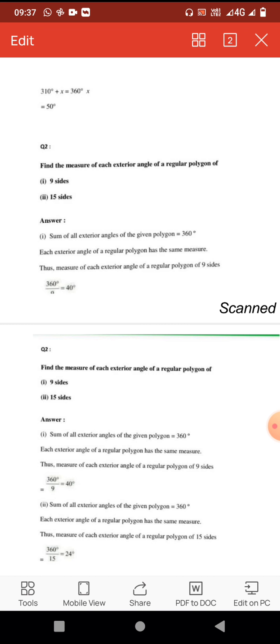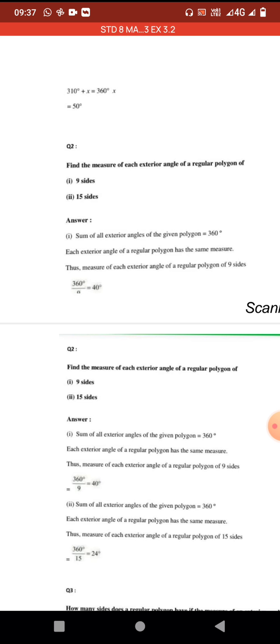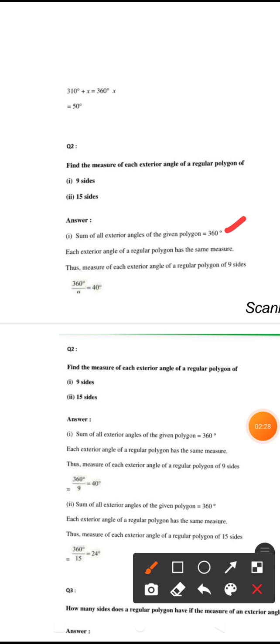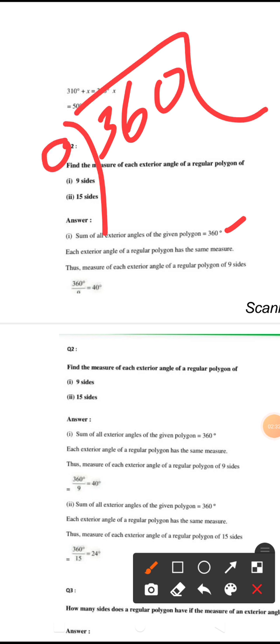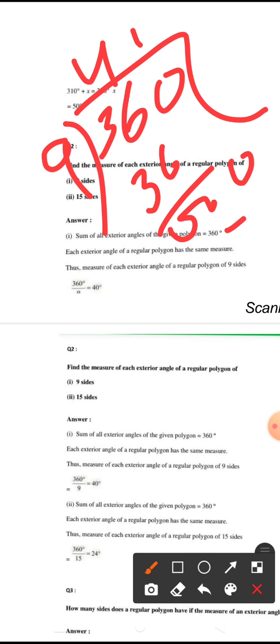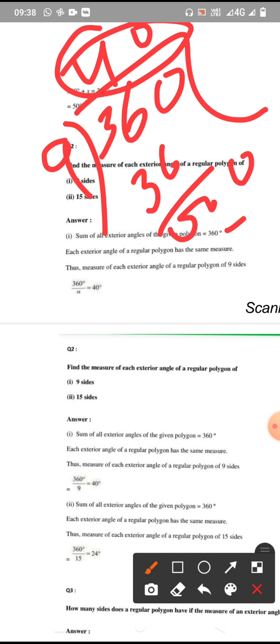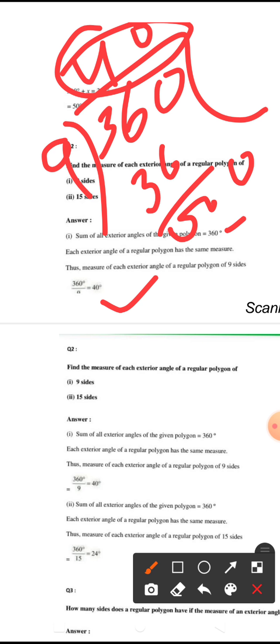Yes, so here the number of sides is given, that is 9 sides. So the total 360 degrees will be divided by 9. 360 degrees divided by 9. 9 fours are 36. Yes or no? What will remain? 0. So what will be the answer? That is 40 degrees for the first one.